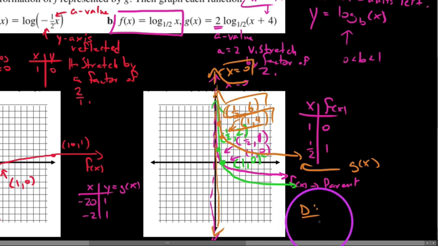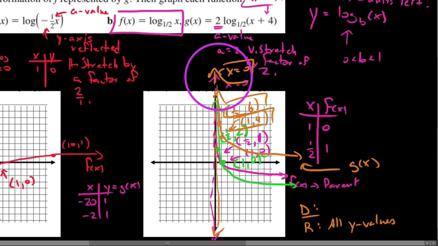So the last thing we want to identify are domain and range. Again, with all logarithmic graphs, you should be seeing that all real y values are reached because we start way up here and go way down forever and ever. But the domain here in this case is all x values greater than its asymptote, or to the right of its asymptote.